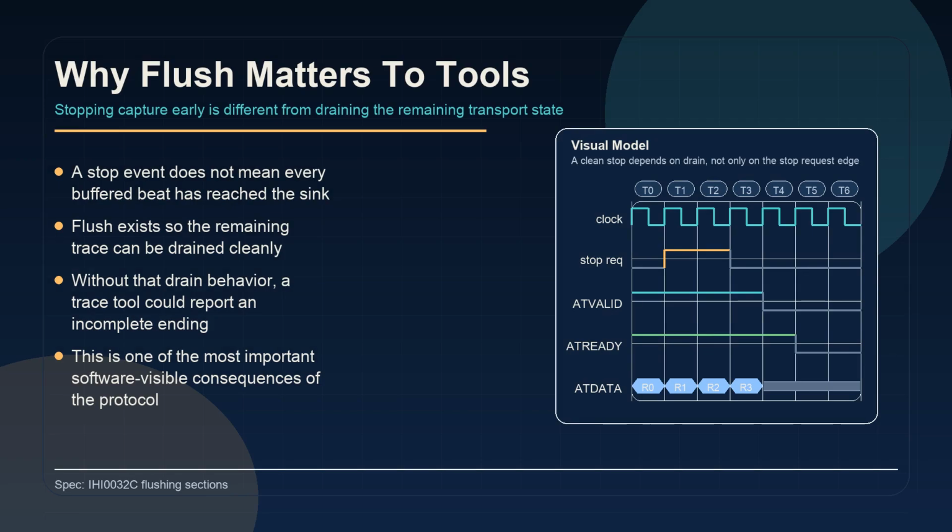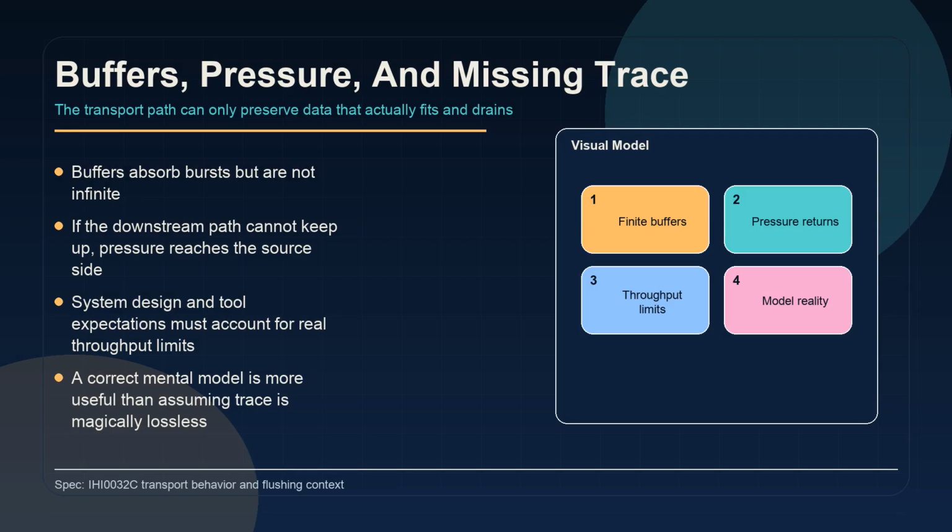This is the transport detail that most obviously affects tools. A stop request is not enough on its own. The remaining trace still has to leave the path before the capture can be treated as complete. Software also benefits from a realistic view of buffering. A trace path can absorb some bursts, but still has real throughput limits and real drain time.